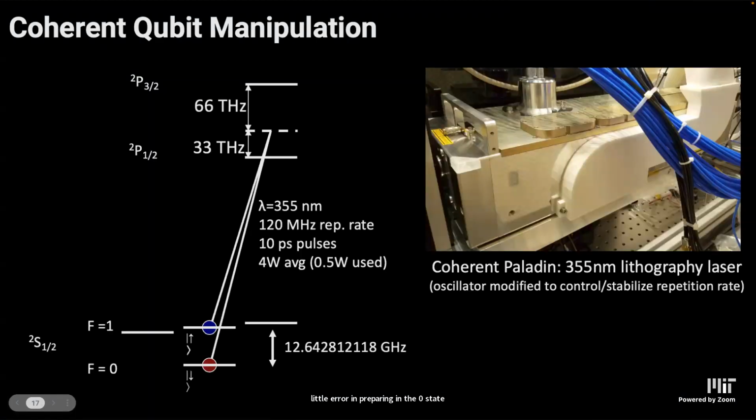Okay, so how do we do logical operations? So on the right is a picture of a laser we use. This is a commercial lithography laser. And basically, we are driving a transition for single qubit operations between that 0 and 1 state. And effectively, when we illuminate a qubit, an ion, with this laser beam, it starts oscillating between the 0 and 1 state in a nice sinusoidal pattern that we call Rabi flopping. And basically, by choosing the duration of that pulse, we can put the qubit in any state we want, a perfect superposition of 0 and 1, 0 state, 1 state, etc. That's our single qubit gate.